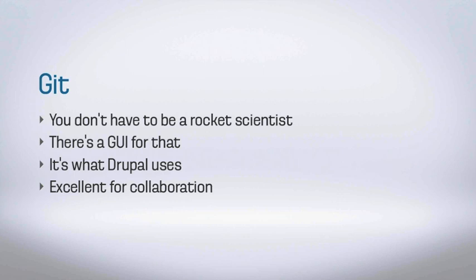Also, there's a GUI for that. Sure, Git does have many, many GUIs out there for Windows or for Mac. In this lesson, we're going to be using Tower, a Git GUI on the Mac operating system. And like I said, Git, it's what Drupal uses. It's what the contributed modules use, and it's what Core uses. Finally, like I mentioned, it's excellent for collaboration, and Git makes bringing people's code together and figuring out conflicts a lot easier.